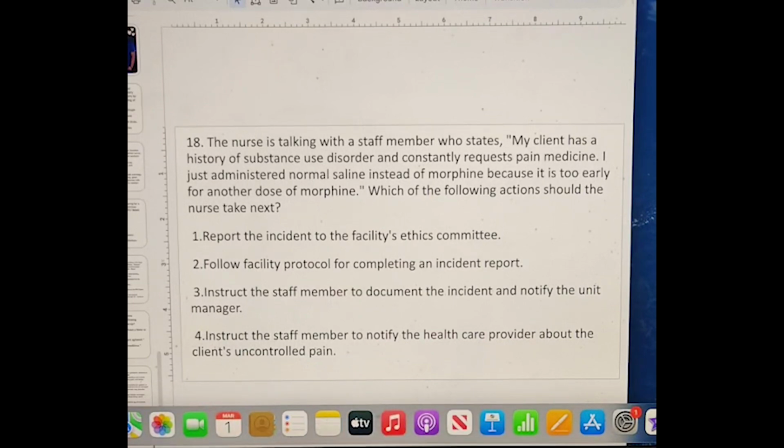Is it 1, report the incident to the facility ethics committee? Follow facility protocols for completing an incident report? Instruct the staff nurse to document the incident and notify the unit manager? Or instruct the staff member to notify the healthcare provider about the client's uncontrolled pain? What are we thinking?